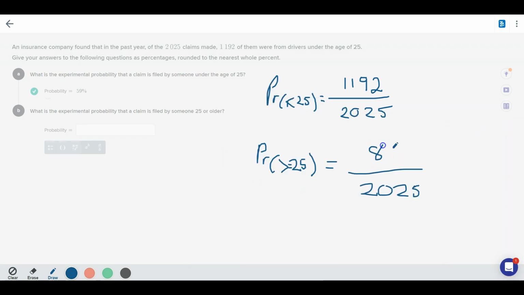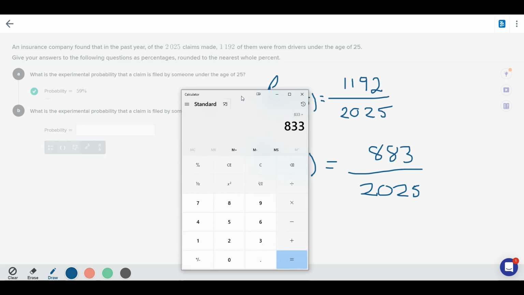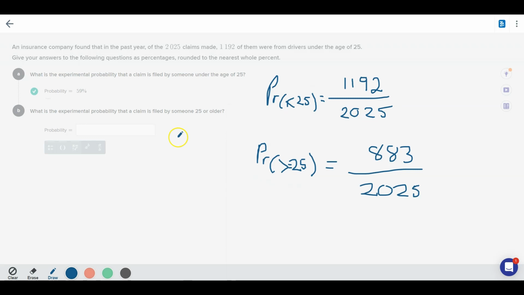So that is 833. Again, let's bring back the trusty calculator and divide that number by 2025, which gives us a probability of 0.41, but we want a percentage, so we'll multiply that by 100. And again, let's round it to the nearest whole number. So the 1 rounds down, meaning this 41 stays as 41. So as I predicted from earlier, it's going to be equal to 41%.